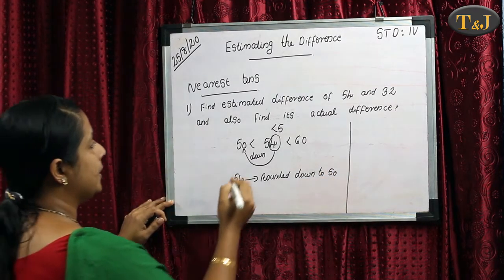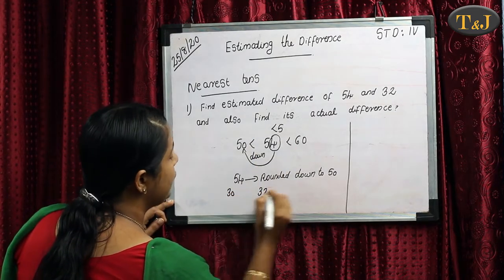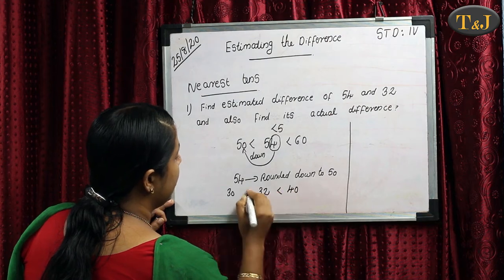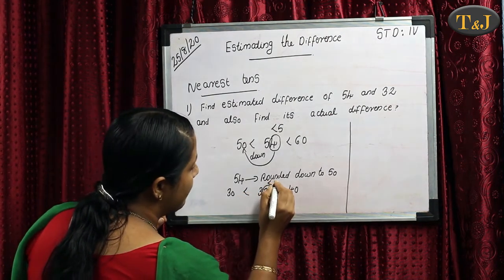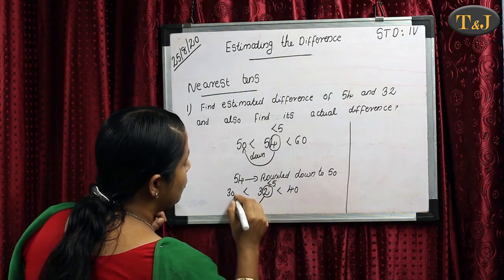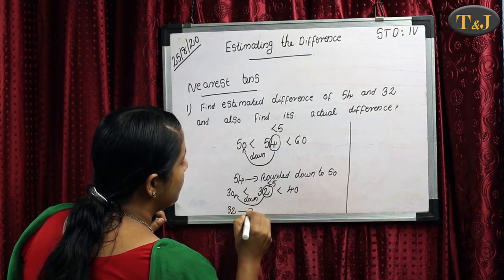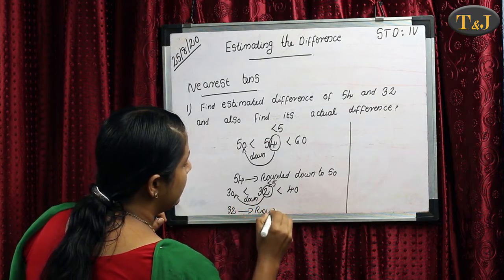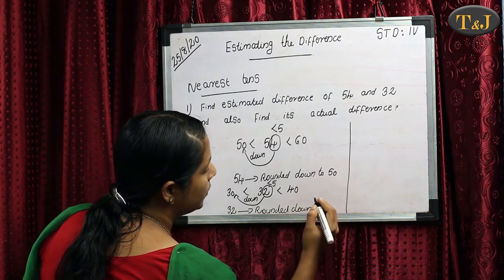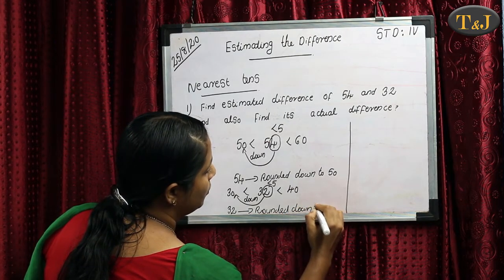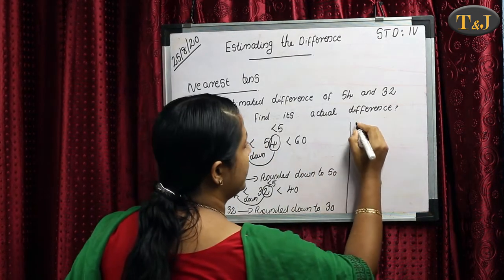Then take the next number, that means 32. 32 lies between the numbers 30 and 40. Again taking the ones place value, our ones place value is 2. That is also less than 5, so it is rounded down to 30. Therefore 32 is rounded down to 30. We already learned in our previous classes how to find the rounding numbers based on nearest tens.